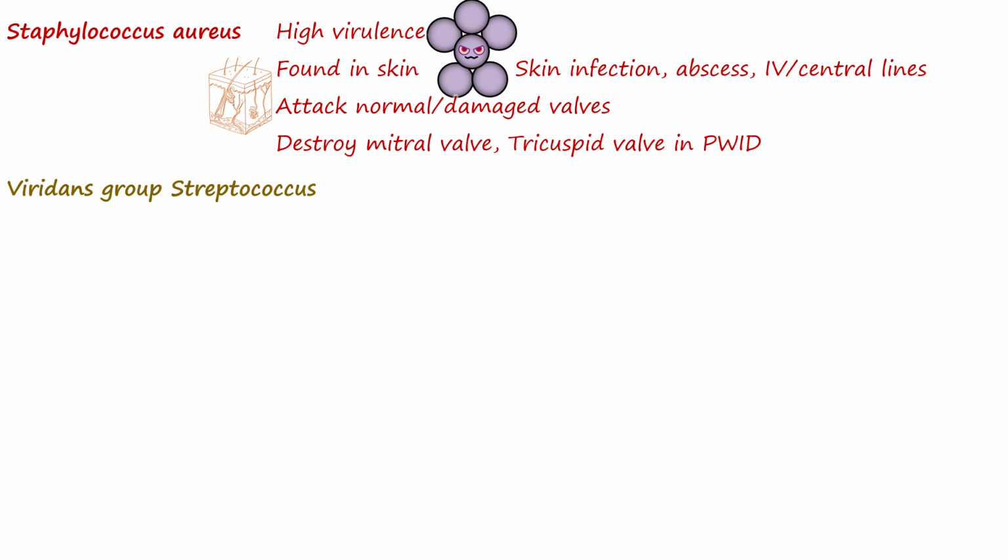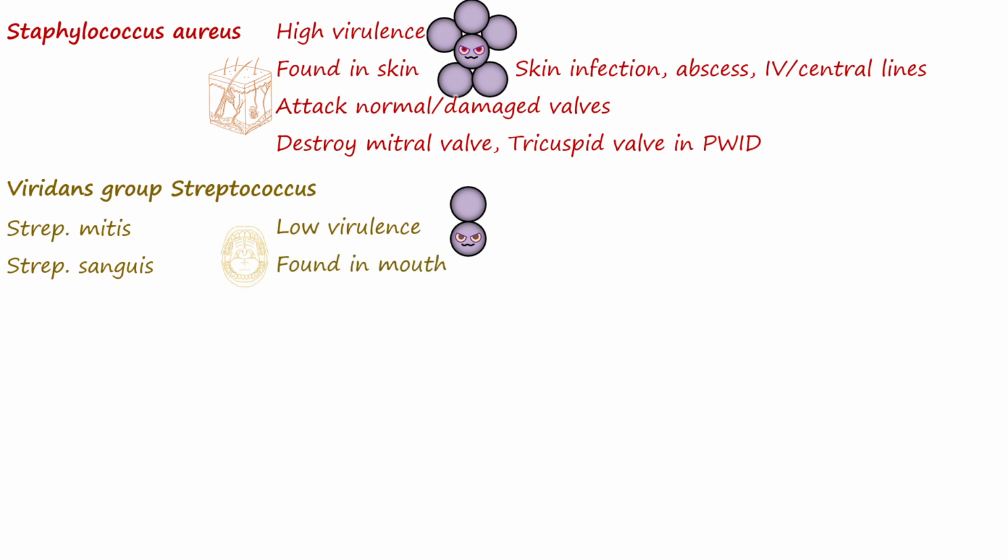Viridans group Streptococcus includes Strep mitis and Strep sanguis. In contrast to Staph aureus, they are low virulent bacteria. They are commonly found in the mouth. They can enter into the bloodstream during everyday activities like chewing, toothbrushing, or dental procedures.